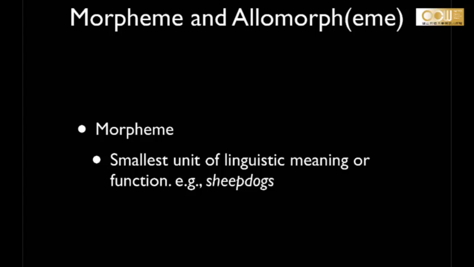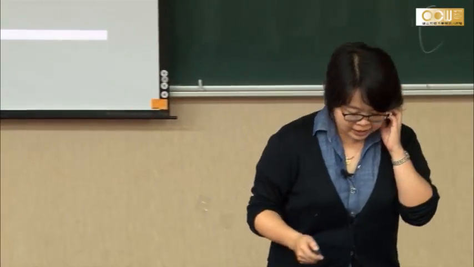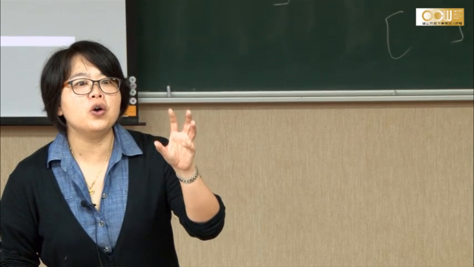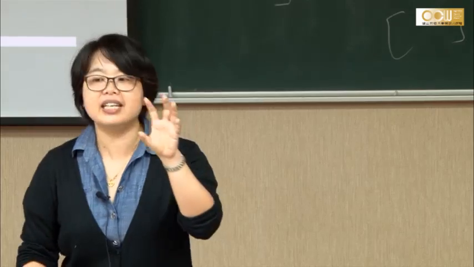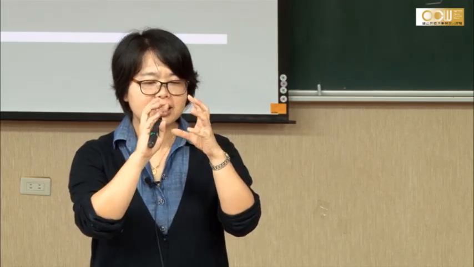Okay, but the focus today is we're going to discuss the plural morphemes, which we sort of touched upon before. We want to discuss the plural morphemes in English in more detail. So just a quick review. Morphemes are the smallest unit of linguistic meanings or functions. A phoneme means it's a sound. A morpheme means it's a string of sound. It can be one sound, but that sound has meaning.